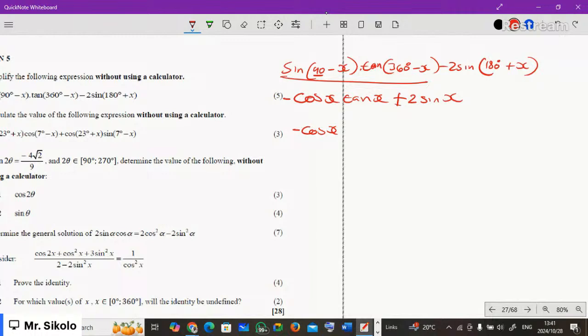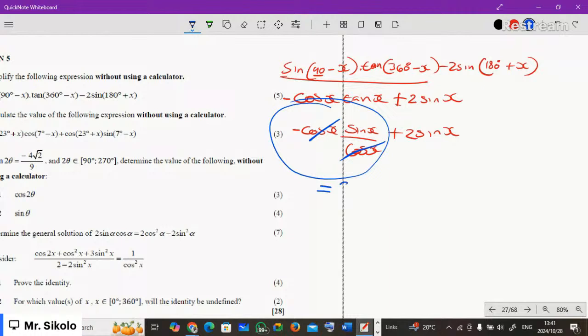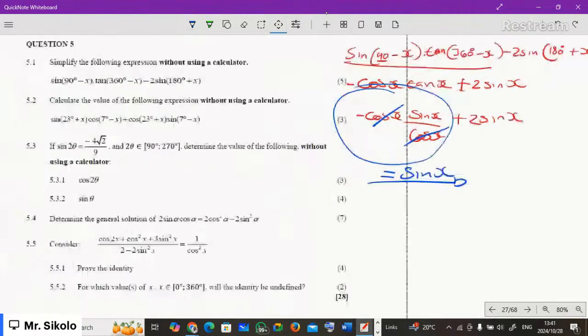Tan, we know that tan x is sine x over cos x, plus 2 sine x. So by drawing here, this and this will cancel. We are left with negative sine x plus 2 sine x. So negative 1 plus 2 sine x is going to give us sine x. So that is the simplified version of the expression.